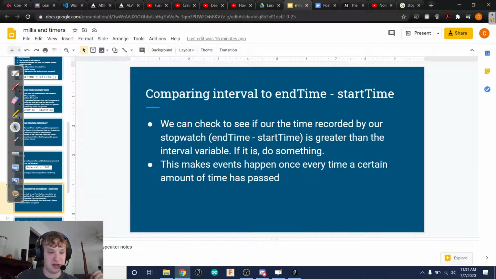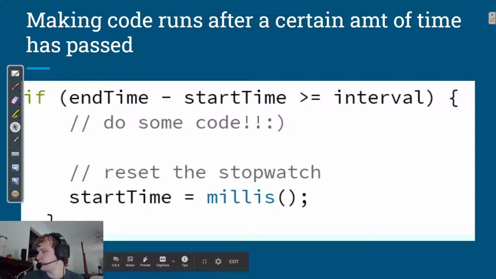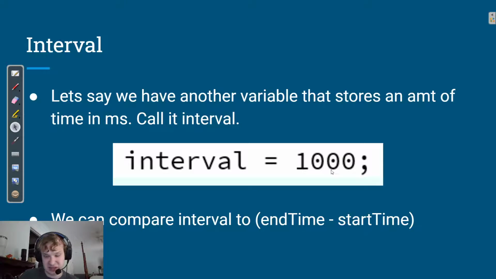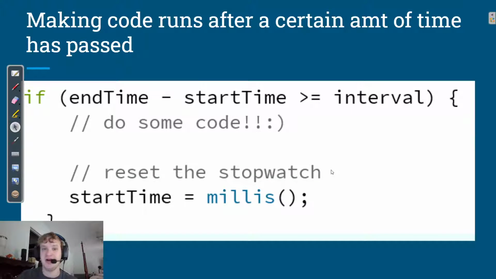And so let me actually bring up a picture of that. If we look at this, you can see that I can make an if statement around this principle. So if end time minus start time, the time difference between pressing the start button and the lap button, if that amount of time that's passed is greater than or equal to my interval variable, which remember is equal to some amount of time, like 1,000 in this case, or you make it 10,000 for 10 seconds or whatever. If the amount of time that's passed is greater than or equal to interval, do some code. Do whatever you want, after you've reached this interval, basically.